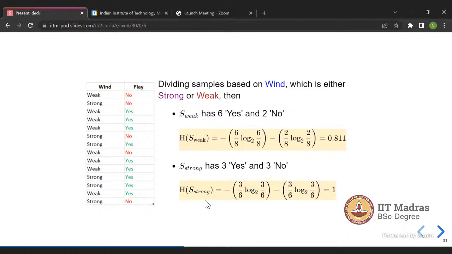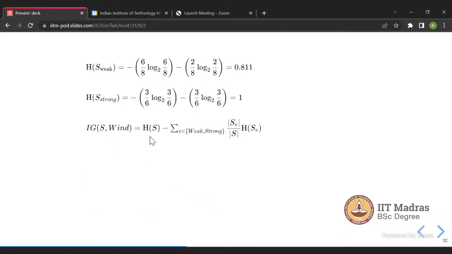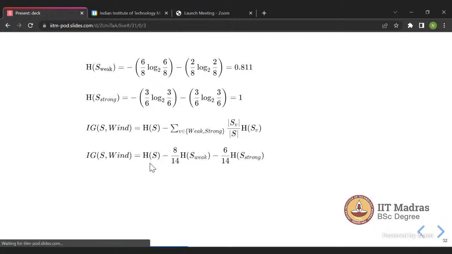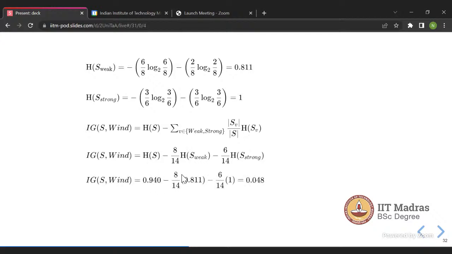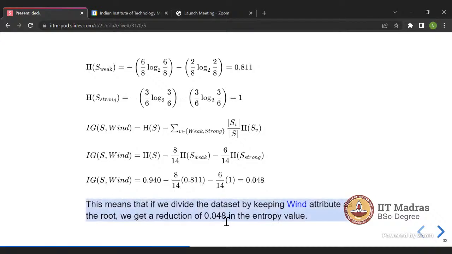So what is going to be the information gain here? Information gain is the entropy of the data set minus the weighted sum of those entropies that we have calculated. The entropy of the data set was 0.94, and the weights are the proportions of the examples in those nodes. Remember, in the weak left node there were 8 examples, and in the right node there were 6 examples. So these are the weights, and the entropies are 0.81 and 1. So the information gain is going to be 0.048 if we choose wind as the attribute.